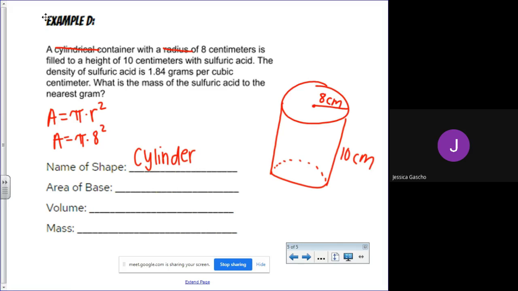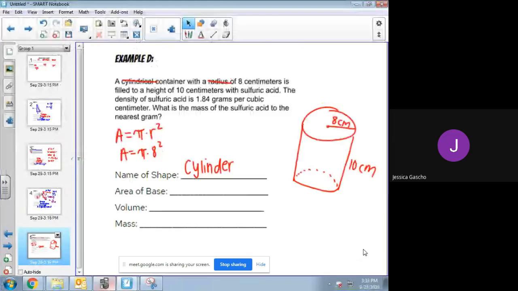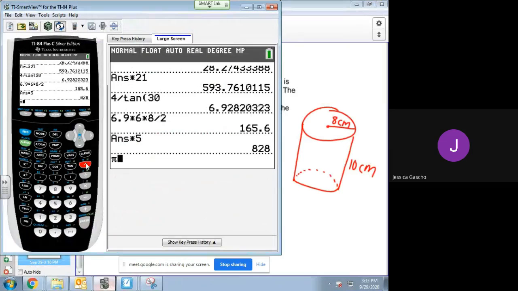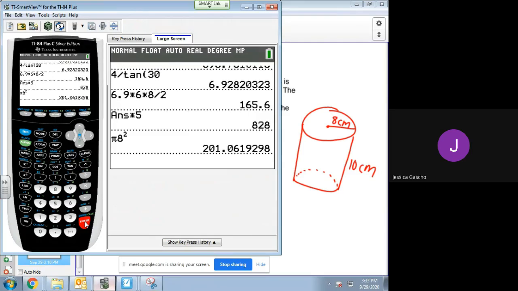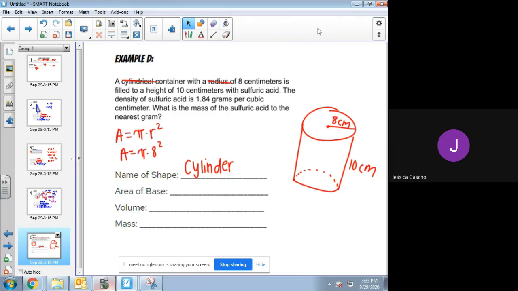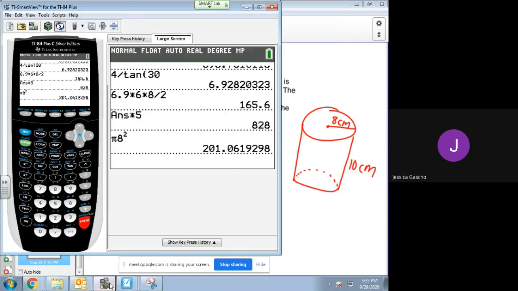Let's go ahead and get that on our calculator first. Pi times 8 squared gives us 201.1. And again, since it's area, it'll be centimeters squared, or squared centimeters. To find the volume, I'm just going to take that base, which was 201.1, and multiply it by the height it's extended, so 10. Base times height. I'll go back to my calculator and multiply by 10.